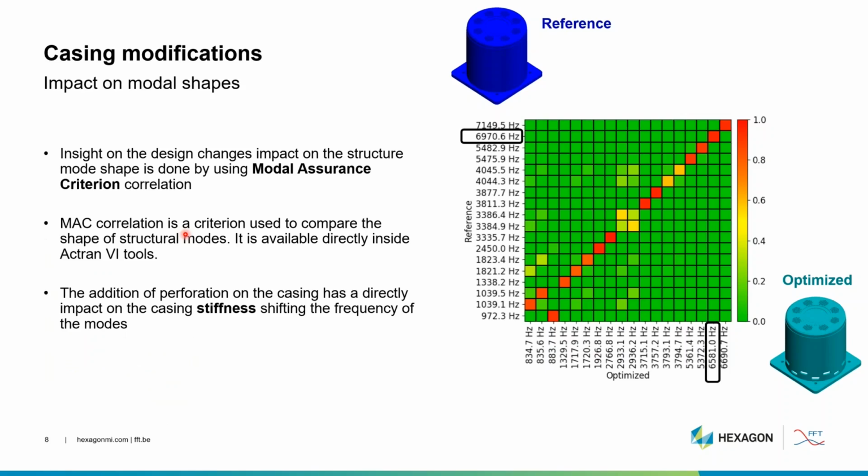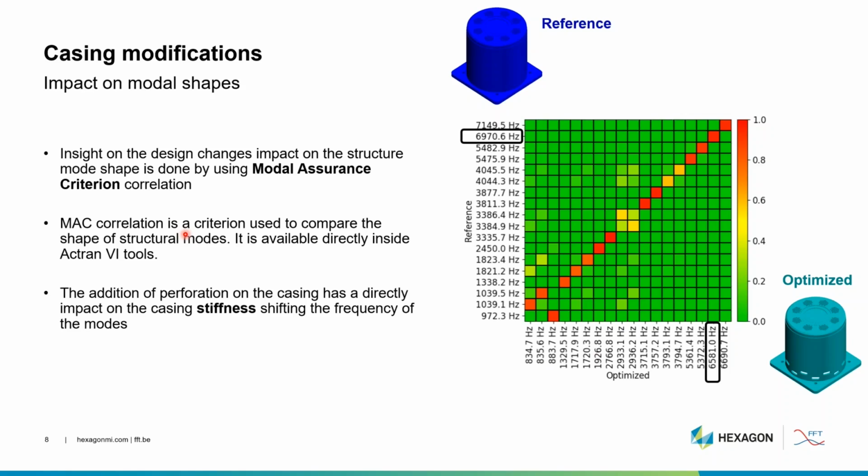Because we use a modal approach for the structure modeling, we can also, before actually launching the final vibroacoustic model, compare the effect of the casing modification that Maxime suggested on the structure itself. To do so, we are using what we call the modal assurance criterion, or MAC, which consists in comparing the shape of the structural modes.